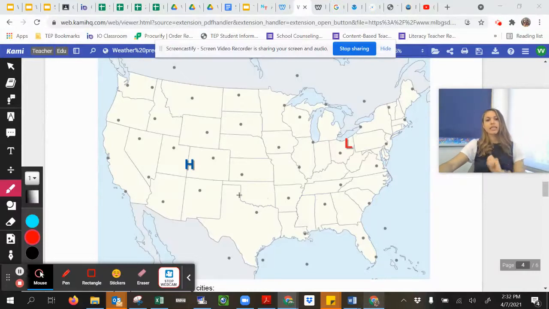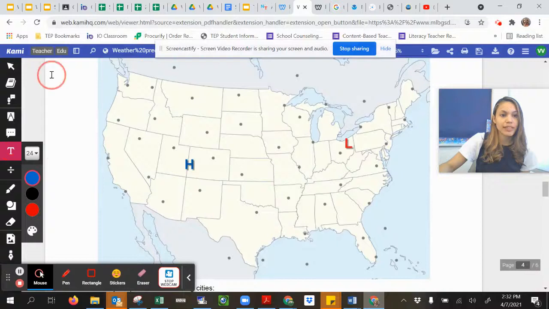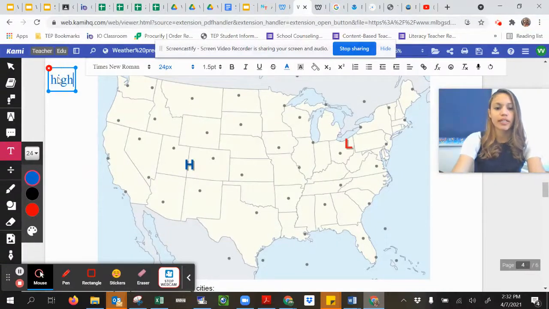First we need to analyze the map. What do we notice about the map? Yes, there are gray dots. Yes, we notice high pressure and low pressure. Those are the main items that we need to understand. Well, we know that high pressure means good weather. If you want to write that down somewhere, that's a smart thing to do. So I know that high pressure means good weather.